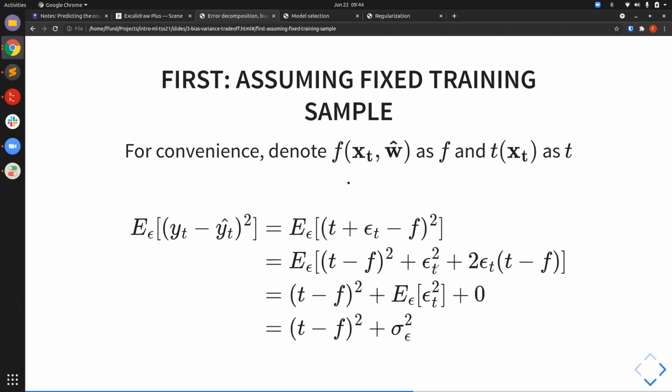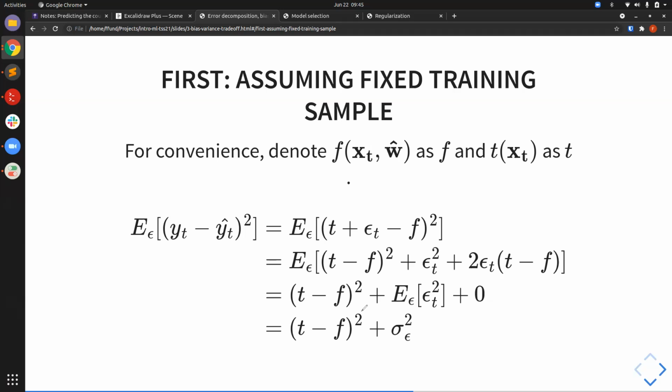What's the expectation of epsilon squared? We said that epsilon is normally distributed with 0 mean and sigma squared variance. And so the expectation of epsilon squared is just sigma squared. And this term is what we call the irreducible error. So the expectation over epsilon of the squared error is equal to this term, which we'll call the reducible error, and this term, which we call the irreducible error. Now, the irreducible error is independent of the draw over the training sample.